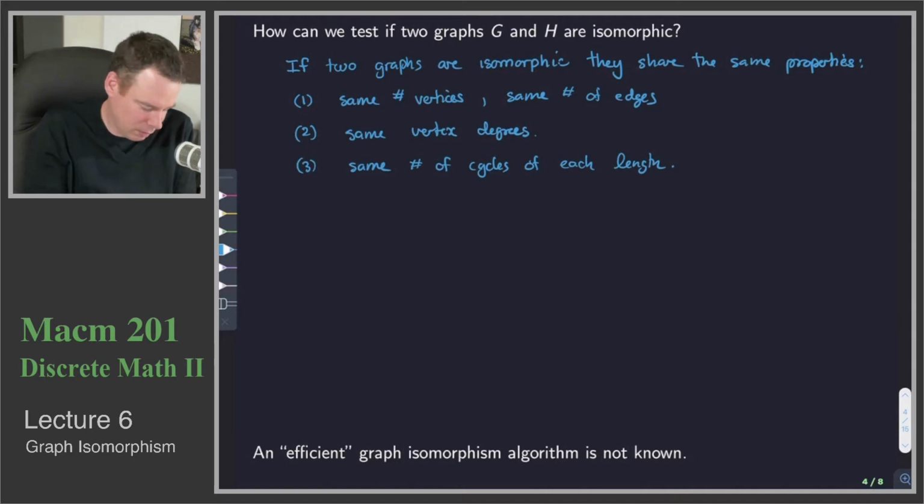So let's have a look at an example. We'll look at 2 graphs here, a graph G and a graph H, and our job is to determine whether they are isomorphic or not, whether they have the same structure or not. So far, so good. They have the same number of vertices.